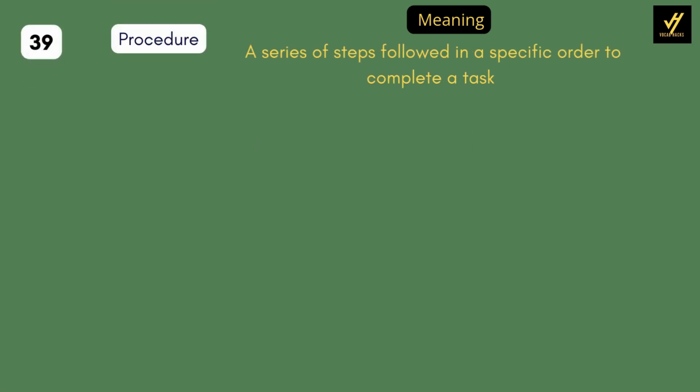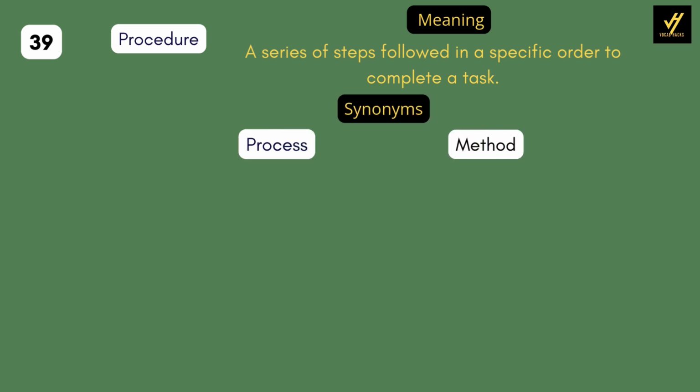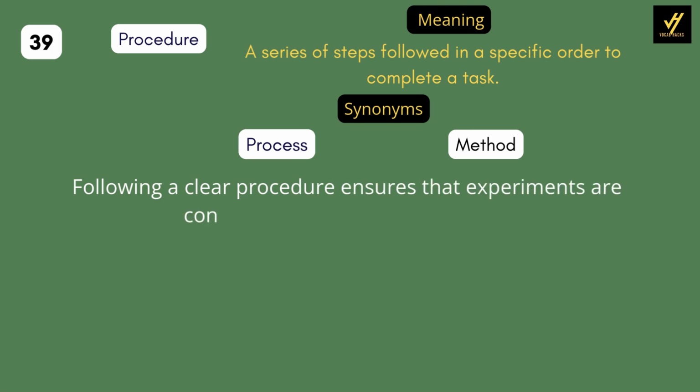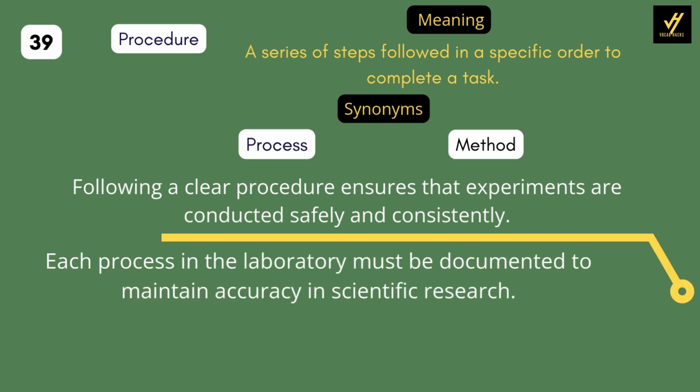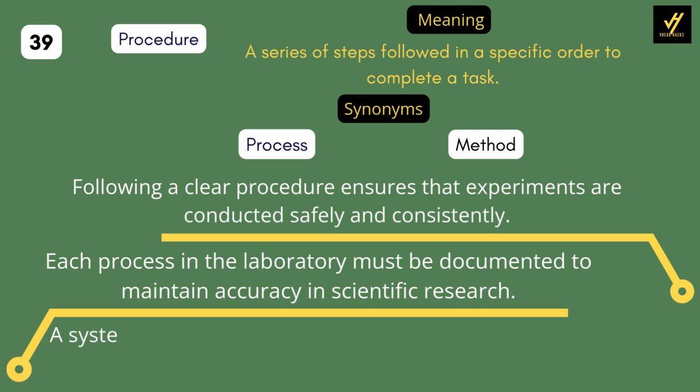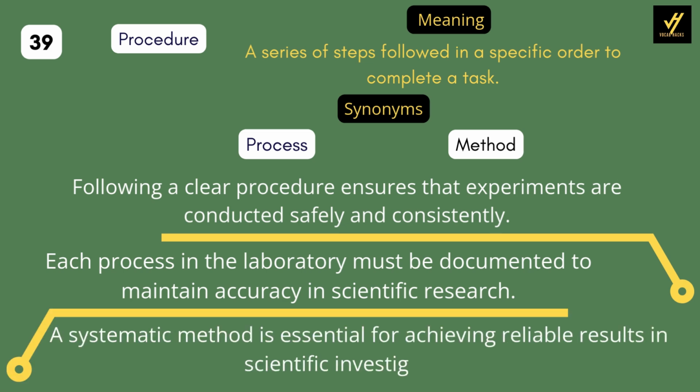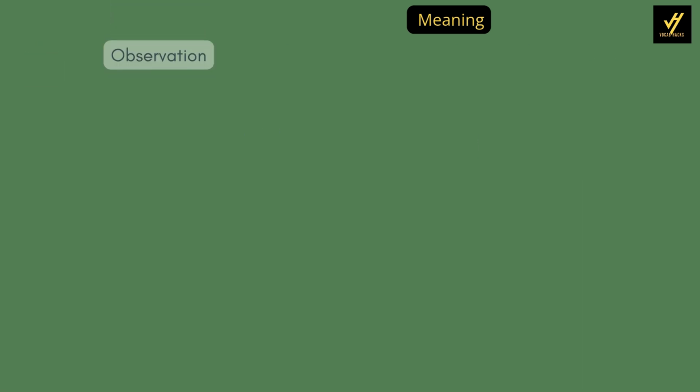Procedure, a series of steps followed in a specific order to complete a task. Process, method. Following a clear procedure ensures that experiments are conducted safely and consistently. Each process in the laboratory must be documented to maintain accuracy in scientific research. A systematic method is essential for achieving reliable results in scientific investigations.